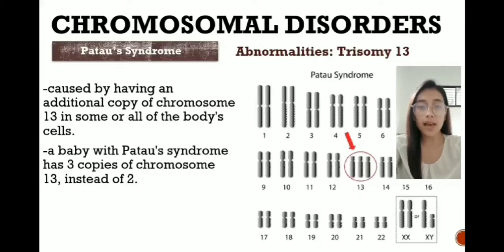Trisomy 13 is a genetic disorder that your baby gets when they have an extra chromosome 13. In other words, they have 3 copies of chromosome 13 when they should have just 2.